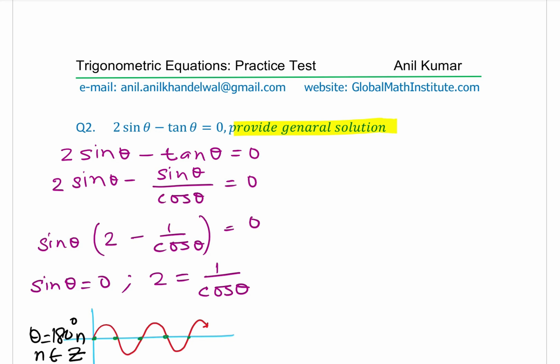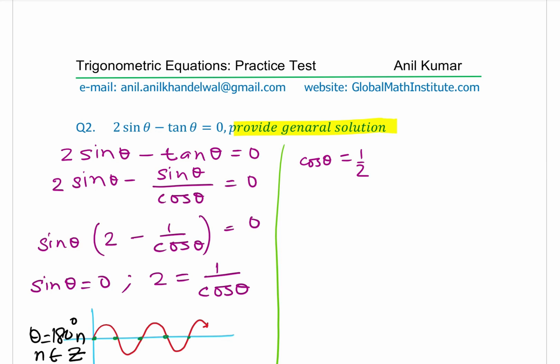You can give the value of n as 0, 1, 2, 3, 4, or even negative 1, negative 2, negative 3, and so on. What you get are these points where we have zeros for sine theta. Correct? So that becomes one part of the solution. Now let's look into the other part, which is cos theta equal to half. So rearrange this and write down cos theta equals half.